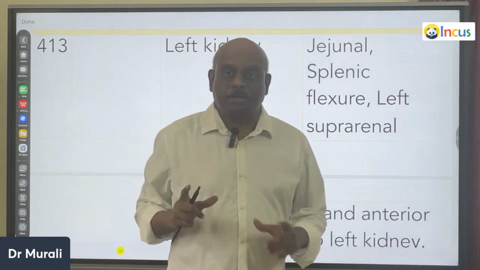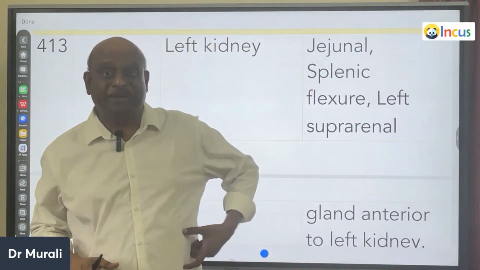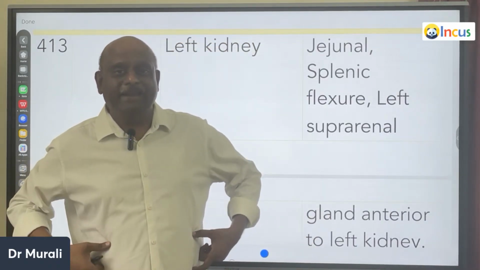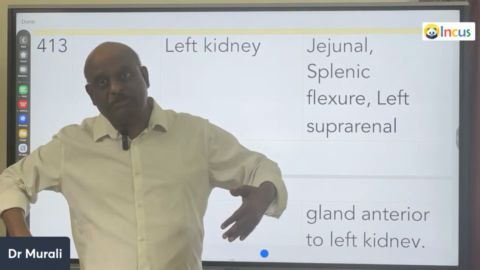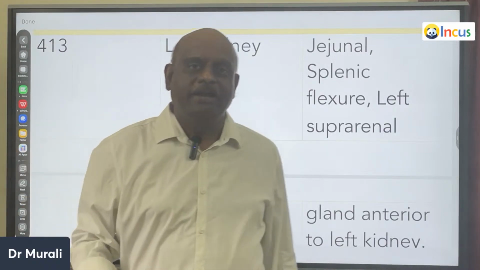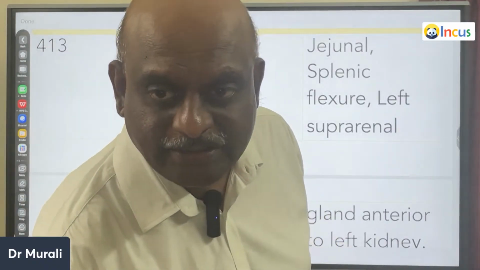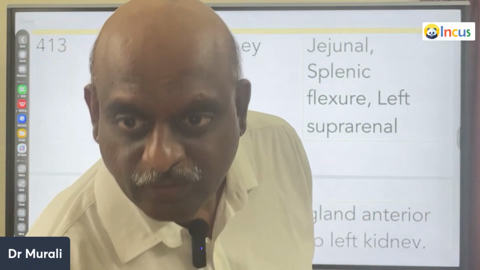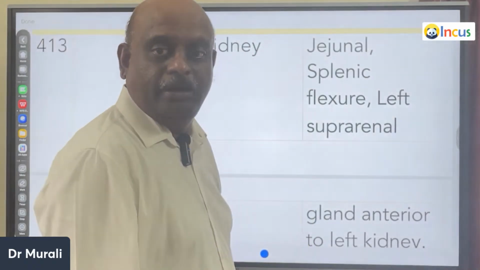Now, what are the structures which are in relation to the left kidney and the right kidney? Anterior relations, posterior relations is one of the favorite areas of the examiner, right?